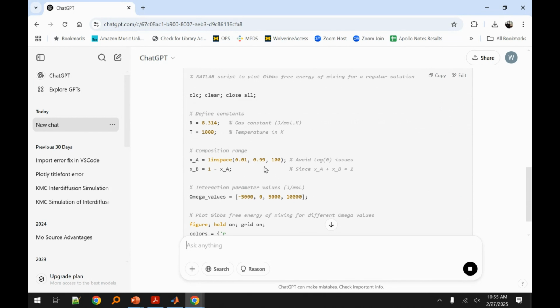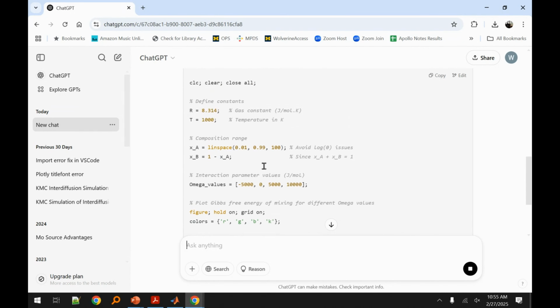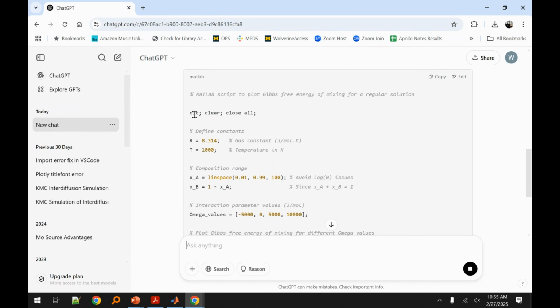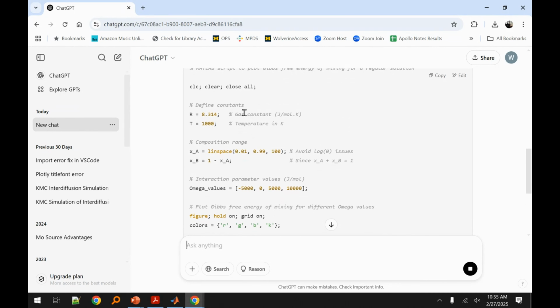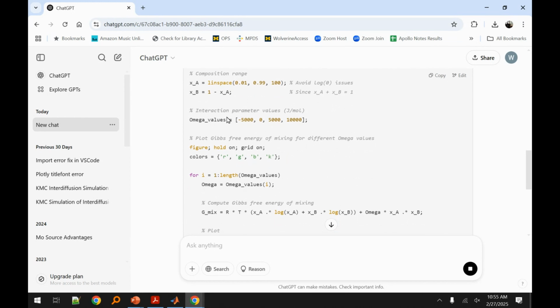You can talk about the MATLAB code that's coming out: CLC, clear, close, getting rid of all this is setting up the environment. You're defining a lot of constants. You're making a composition range. And then here we have some omega values, which are important for the regular solution model. And now it's plotting some of these things.